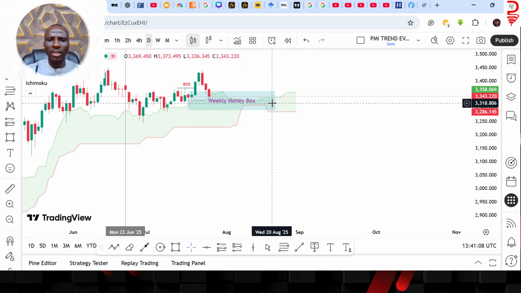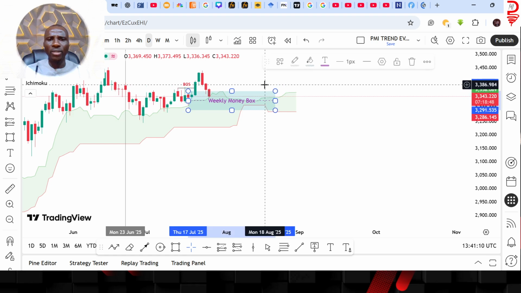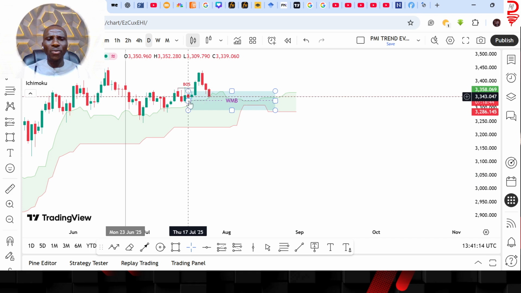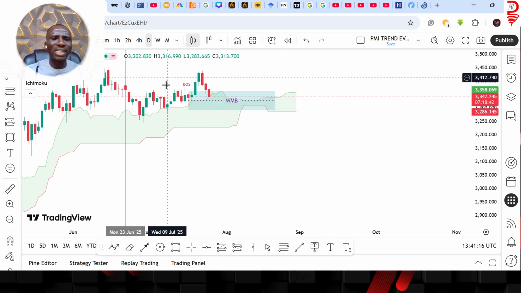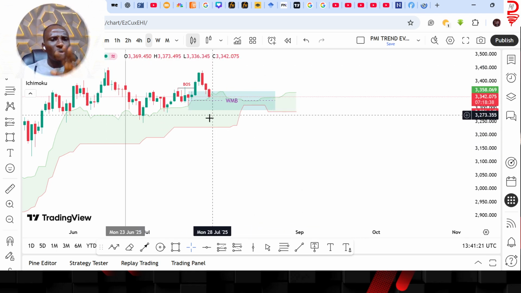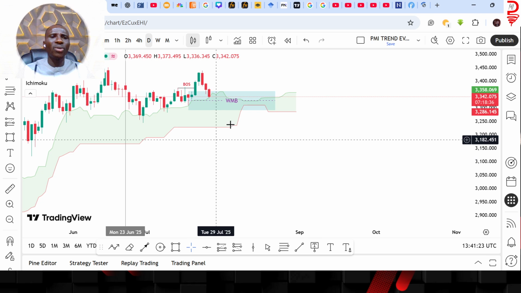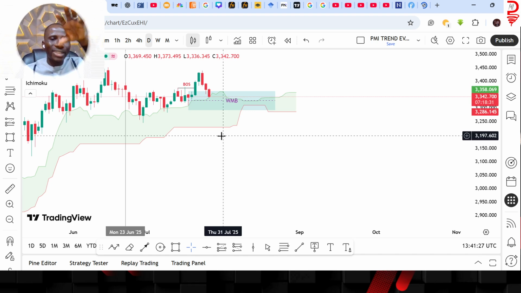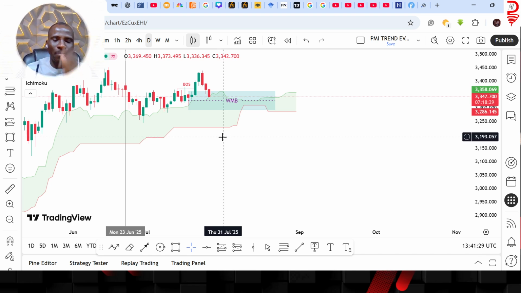For short, let me just use WMB for weekly money box. Now, this is your money box. I've done a separate video that explains this money box, but for clarity, I'm using this concept now to take trade or to analyze trade on the weekly chart, to trade the weekly impulsive wave.